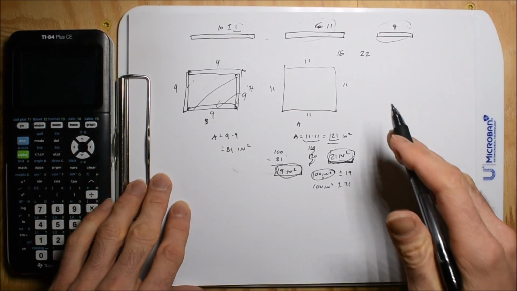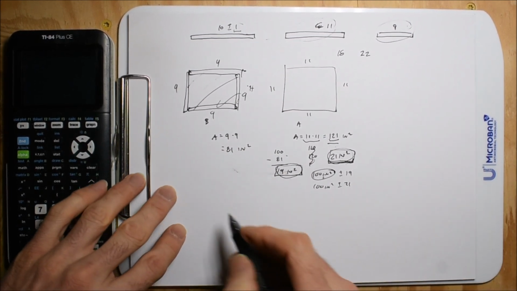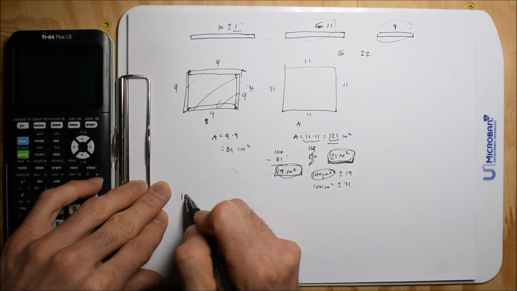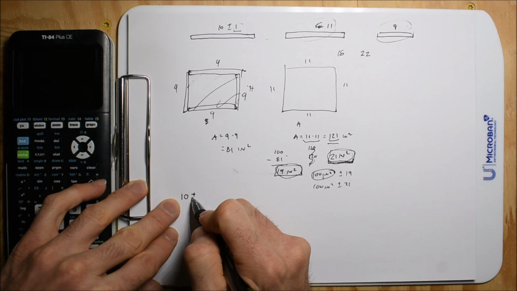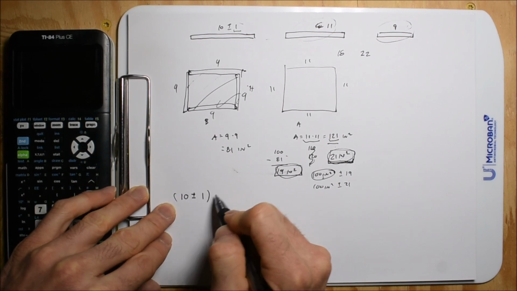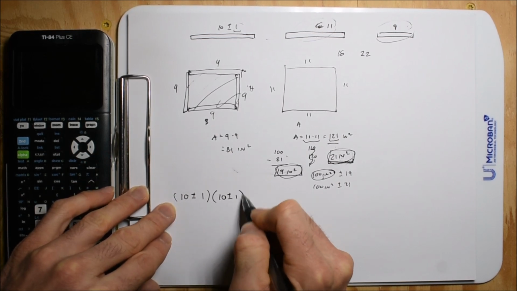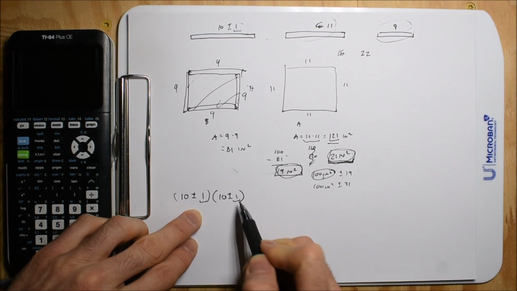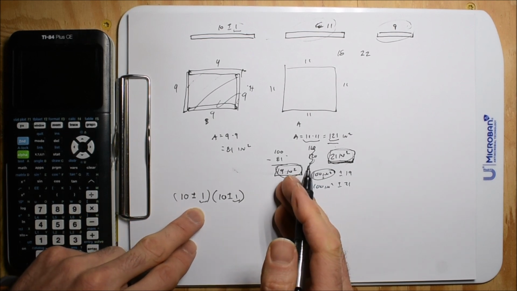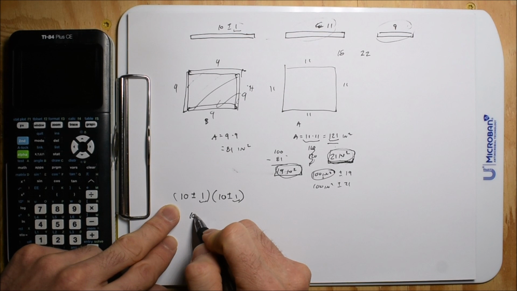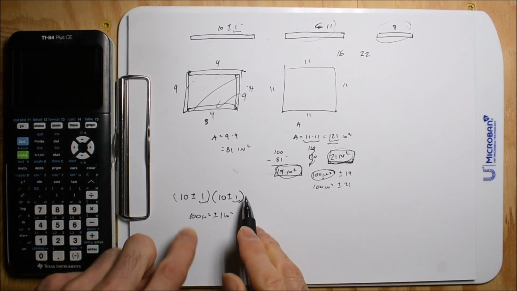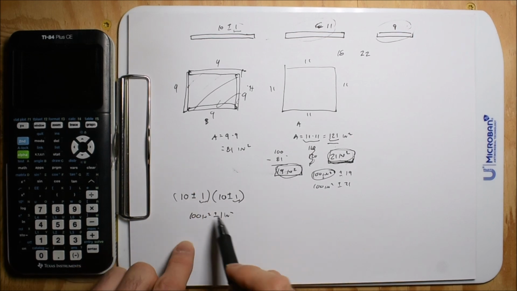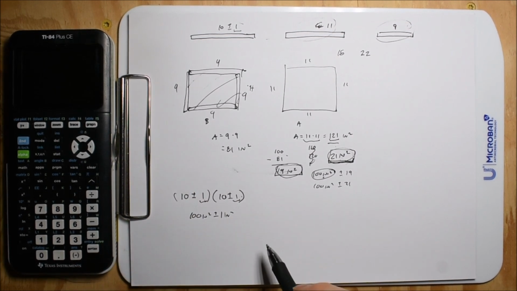So how do they do it in the industry? Well, you can't just say, hey, 10 inches plus or minus 1, and multiply these together. We can't just multiply the absolute uncertainties, because now we get 100 inches squared plus or minus 1 inch squared, and that's absurd. I'm just going to show you why that's absurd right there.